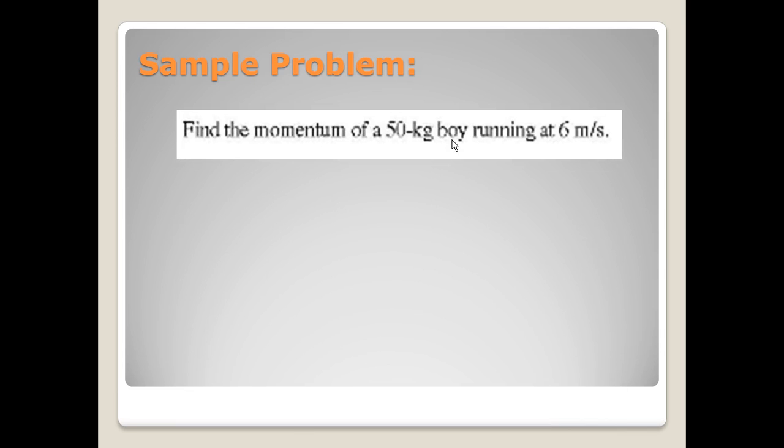Let's take on another problem. Find the momentum of a 50 kilogram boy running at 6 meters per second. This is a direct substitution problem. To get the momentum of the boy, you just multiply 50 kilograms by 6 meters per second. That gives us 300 kilogram meter per second. No need for any complicated solution. This is just simple multiplication of the mass of the object with the velocity of the object.